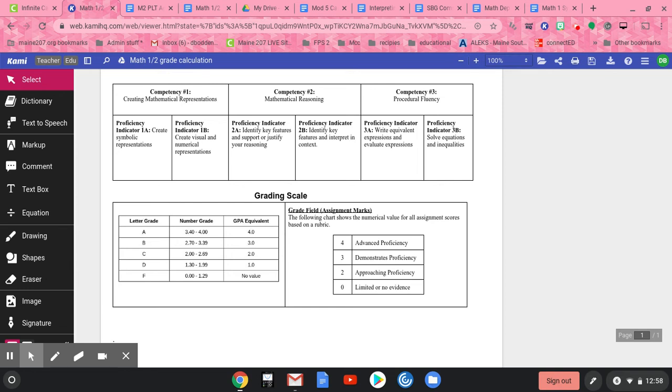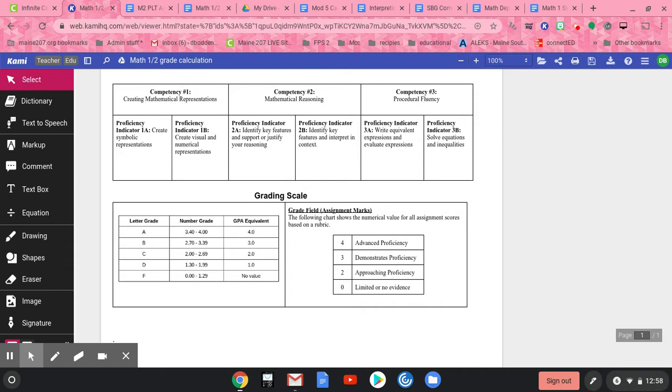Hello, this tutorial is to show you how your grade is calculated in your Math 1 or Math 2 class, and also how to look at your grade in Infinite Campus. So in Math 1 and Math 2, your grade is calculated by looking at the three competencies.